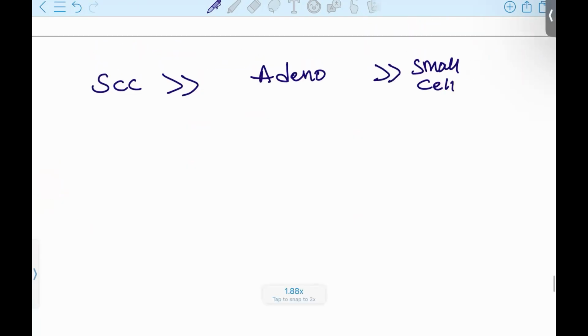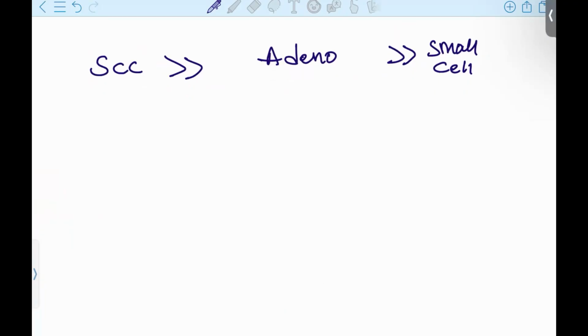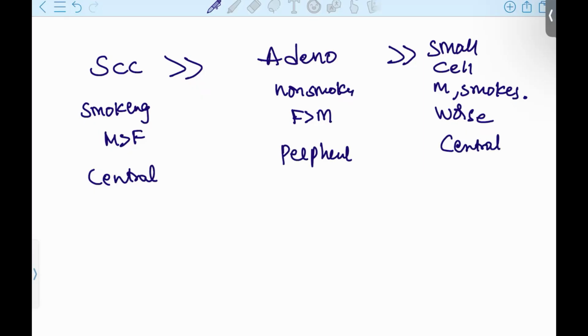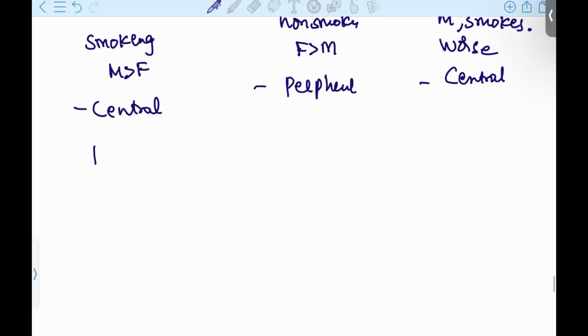Let's see what the features are. Small cell carcinoma occurs in patients who are smokers, male patients. Adenocarcinoma occurs in non-smokers and involves female patients. Small cell again, males, smokers. The worst prognosis is small cell carcinoma, and it involves the central lungs. Adenocarcinoma involves the peripheral lung. Squamous cell will also involve the central lungs. Next, what are the genes involved? The P53 gene, here the EGFR gene is involved, and here the LMI gene is involved.